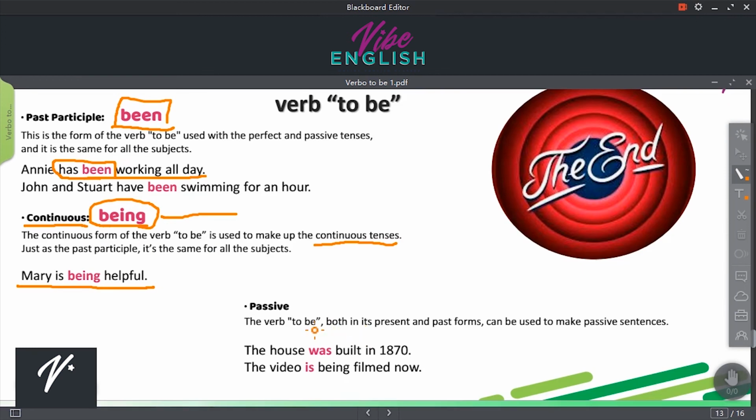And lastly, the passive. The verb to be, both in its present and past forms, can be used to make passive sentences. The examples here, the house was built in 1870, so we have here the verb to be, and the video is being filmed now. So it's very important to know your verb to be because it will be used in obviously different verb tenses and as well in the passive.